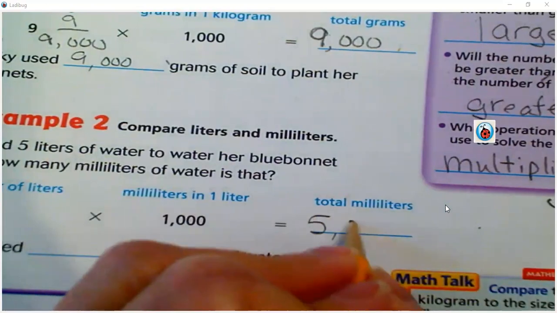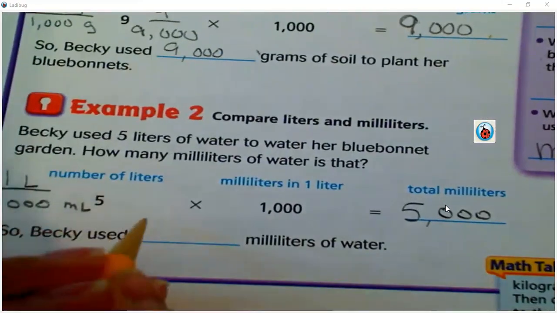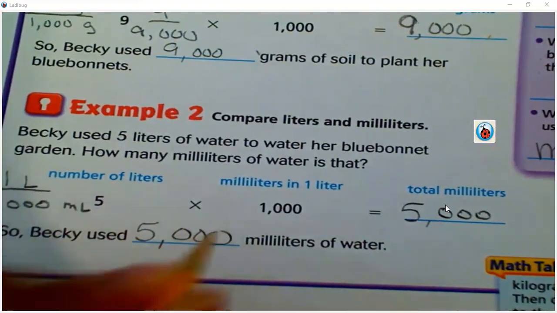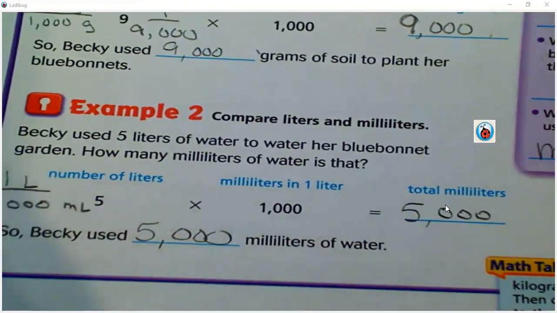So 5,000 milliliters. So Becky, or me when I was little, would have used 5,000 milliliters of water. Okay, great. Don't get dizzy. I'm going to turn the page over. Here we go. Let's try this one.